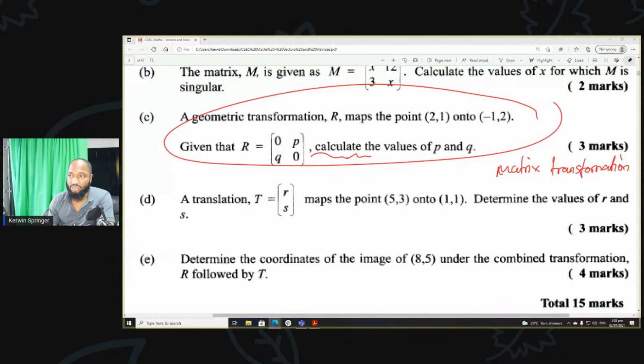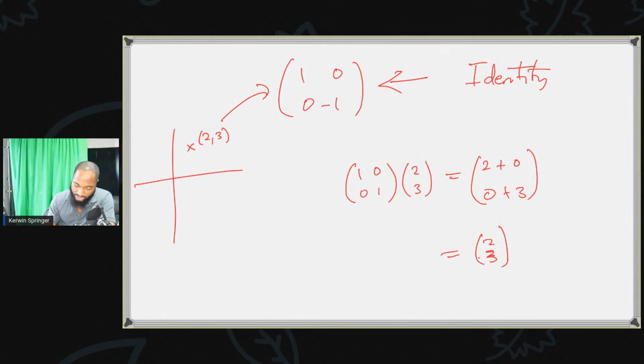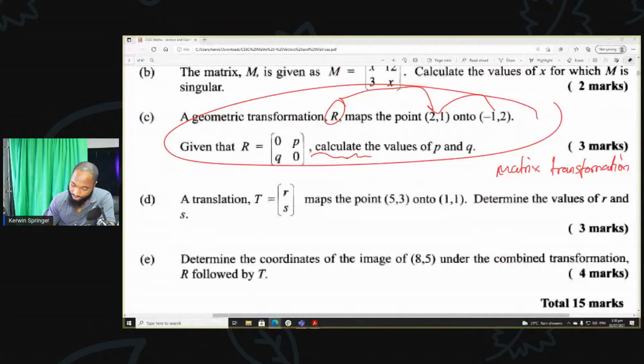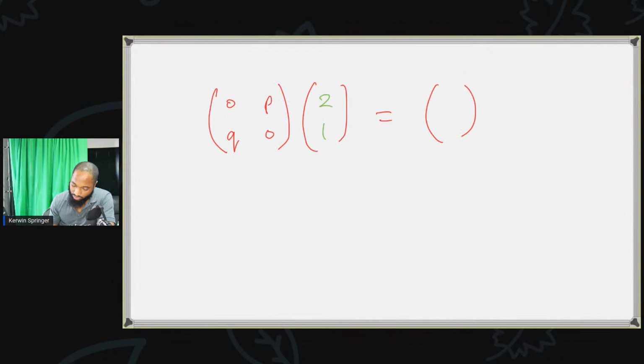It has a few ways to do it. R maps this point onto that point. So it's like the matrix 0, p, q, 0 maps this point to that point. What was this point? This point was 2, 1. What was that point? That point was negative 1, 2. So when I multiply this by this, I'm supposed to get that.